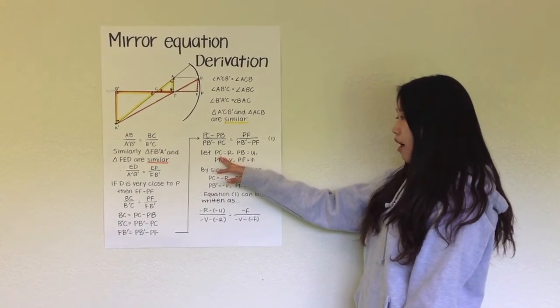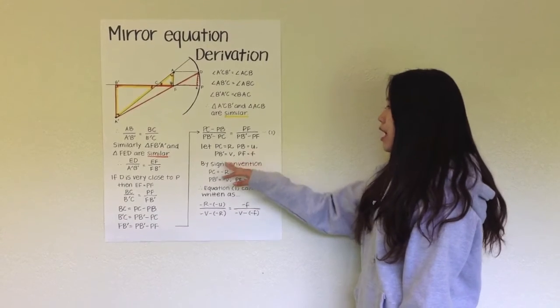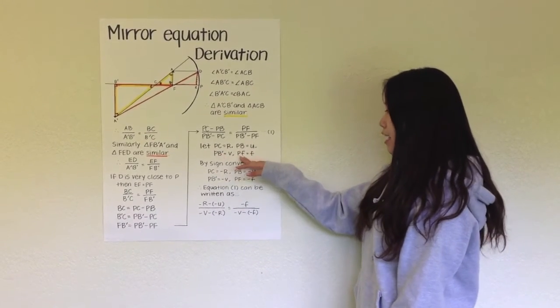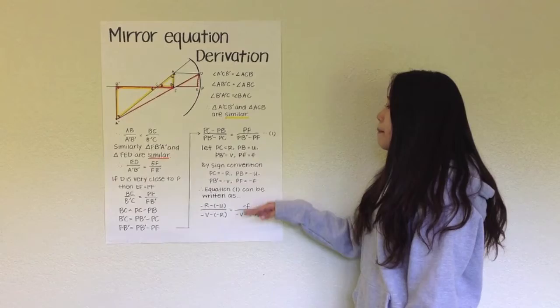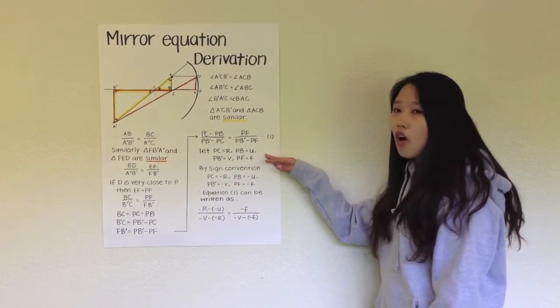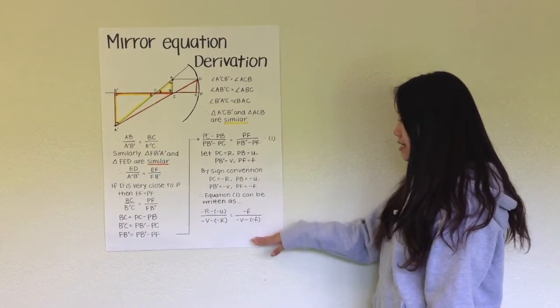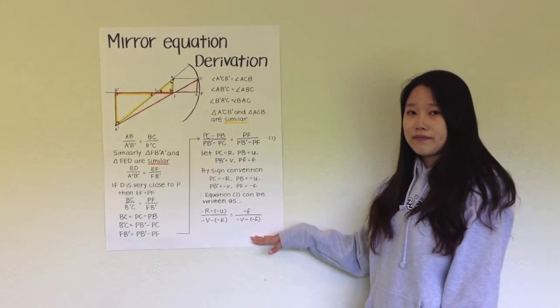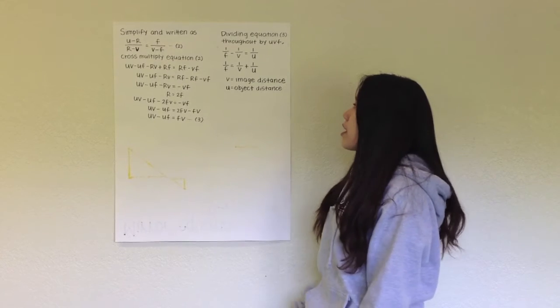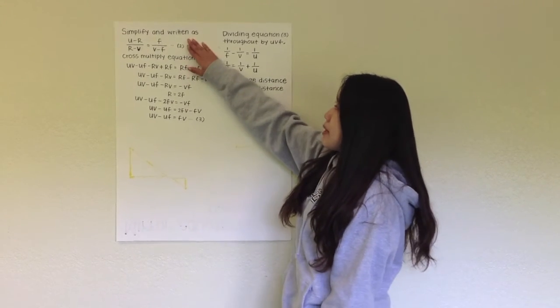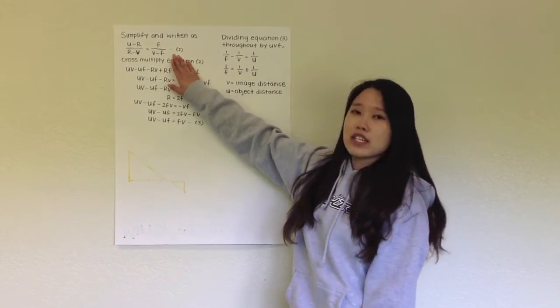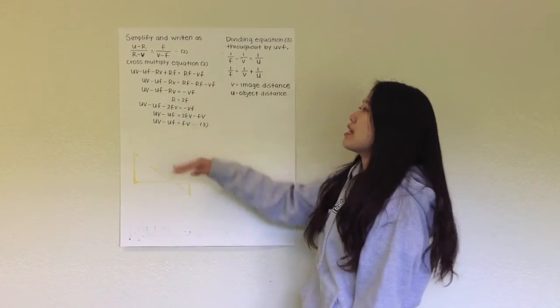Let PC equal R, PB equal U, PB prime equal V, and PF equal F. By sign convention, we make these all negative. Equation 1 can be written as this formula right here. Continuing from equation 1, we can simplify it and write it as equation 2 in this case.